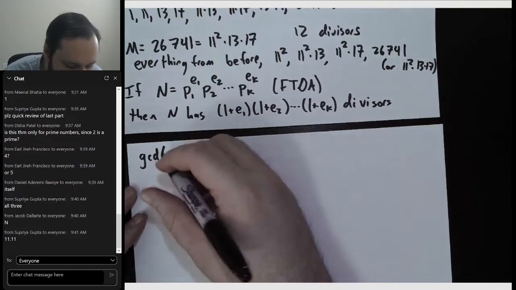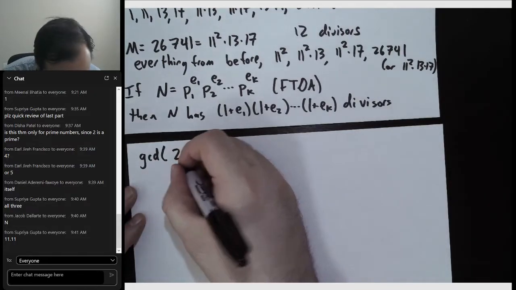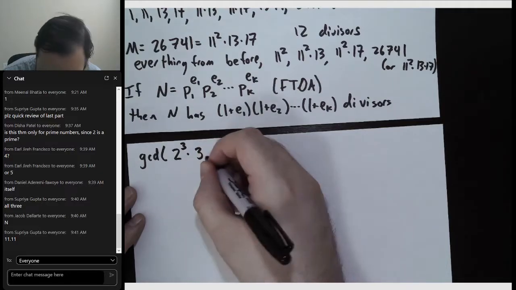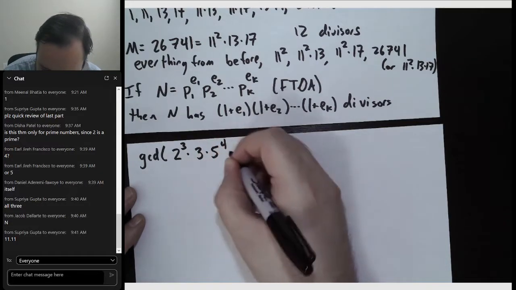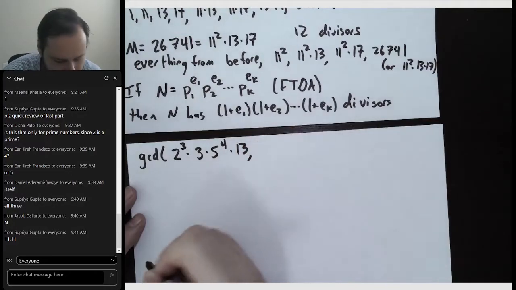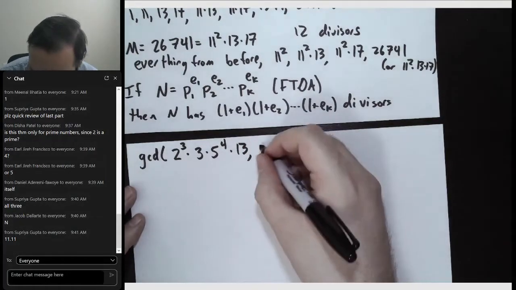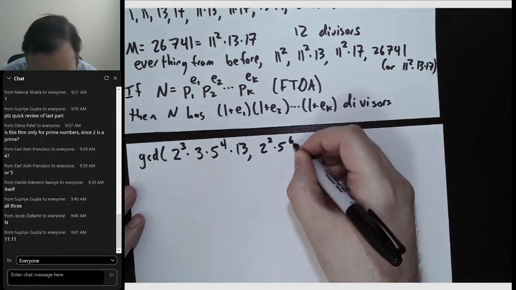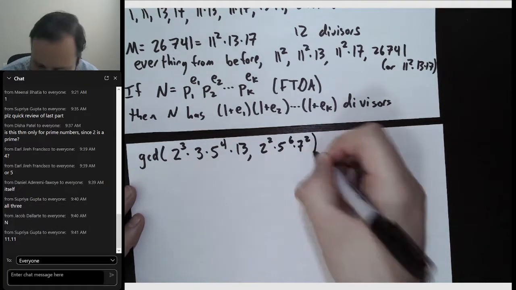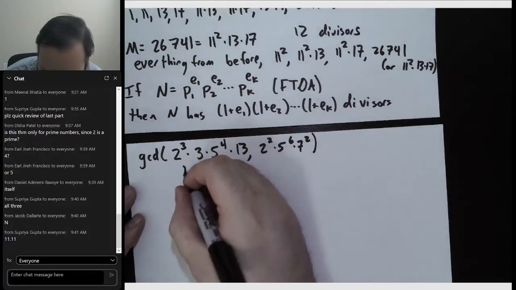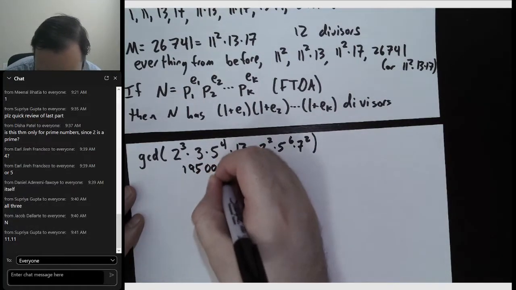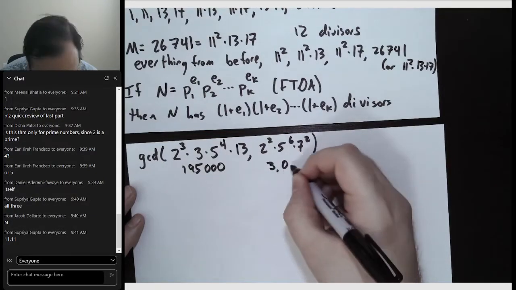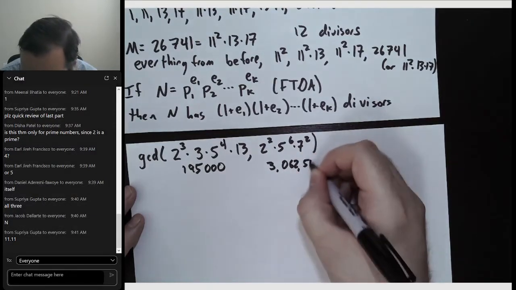What is the GCD of 2 cubed times 3 times 5 to the 4th times 13 and 2 squared times 5 to the 6th times 7 squared? So this number is 195,000, and this number is 3,062,500.